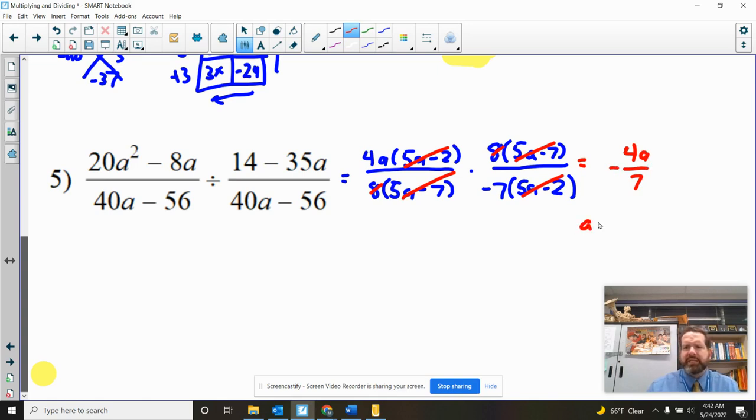And now restrictions. We're just going to make a note that, hey, a can't be 7/5. a can't be 2/5. And a can't be 7/5, but we already have that one listed. And the reason that I'm checking all three places is that these were divisions. If it's a multiplication, remember, just check the bottoms. If it's division, check those three locations, since at one point they were all bottoms.